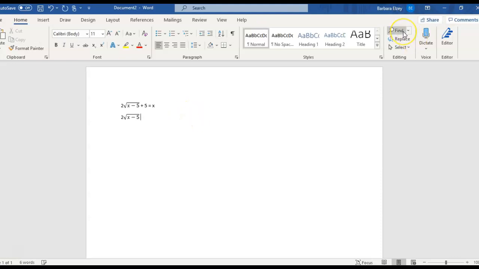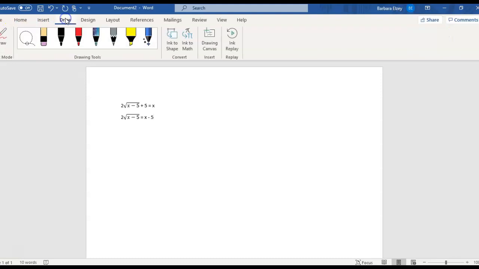Alright, so when we move that 5, I'll still have the x over here, but I'll also have that minus 5. And now that I've got that, I'm going to go ahead and just use my draw feature. And let's go ahead and square both sides to get rid of our square root. So I'm going to square this side. And I'll also square this side.